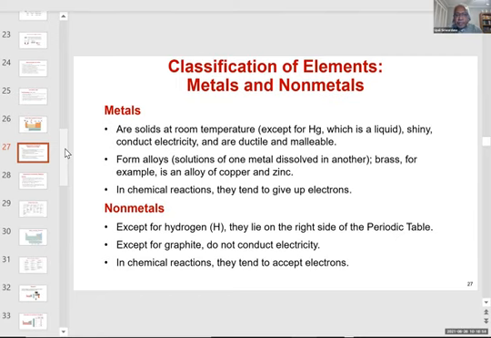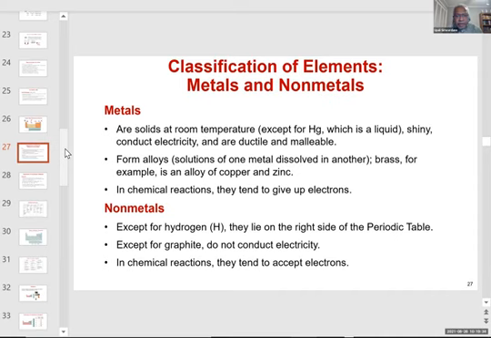They could be hammered into different shapes, malleable. They form alloys. Compounds of two different metals are called alloys. Brass is a homogeneous mixture of copper and zinc, called the alloy brass. In chemical reactions, metals tend to give up electrons, therefore they make positive ions or cations.